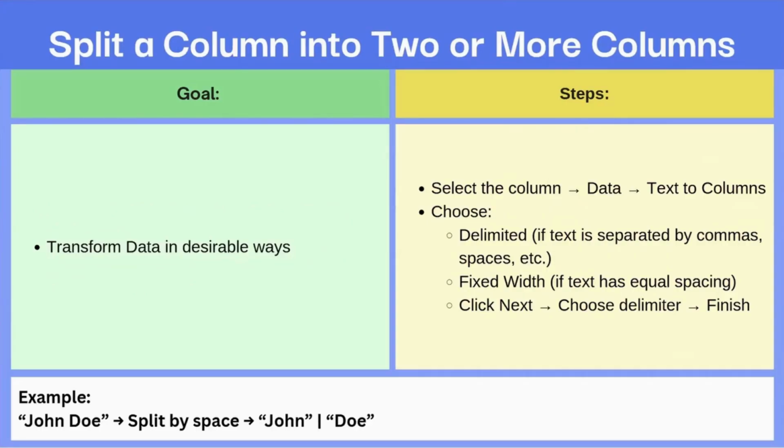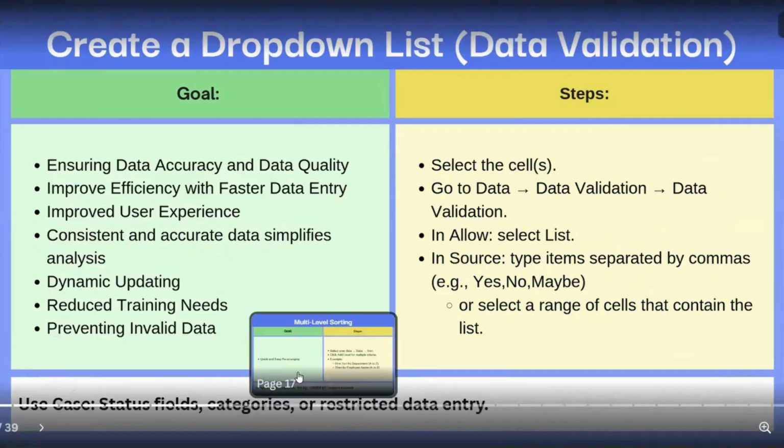Next. Earlier we saw how to merge multiple columns, and now this is about splitting a column into two or more columns. That is, for example, here, John Doe, split by a space and a pipe in between. Let's say from this full name, from this input, we want to extract first name and last name. In that case, we can go to Data and use Text to Columns. Let me show you with this example.